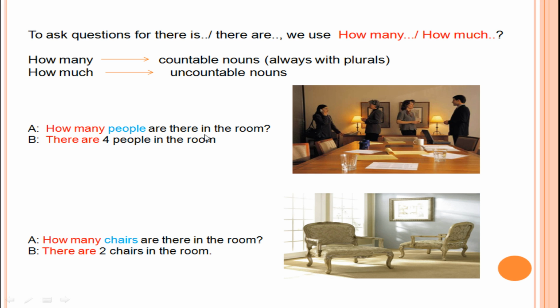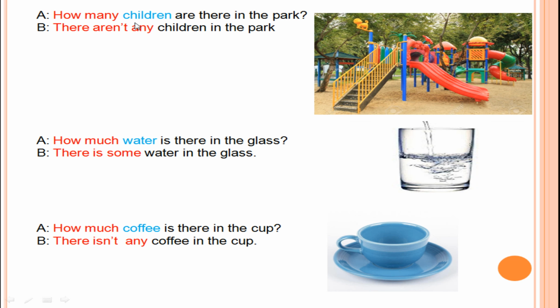How many people are there in the room? There are 4 people in the room. How many chairs are there in the room? There are 2 chairs in the room. How many children are there in the park? There aren't any children in the park.